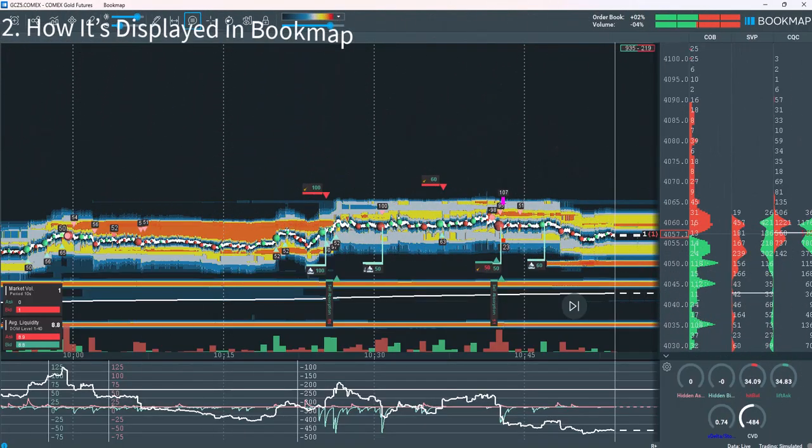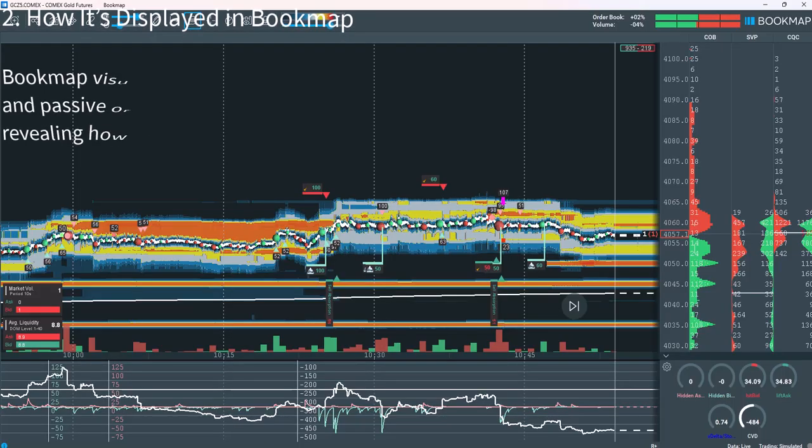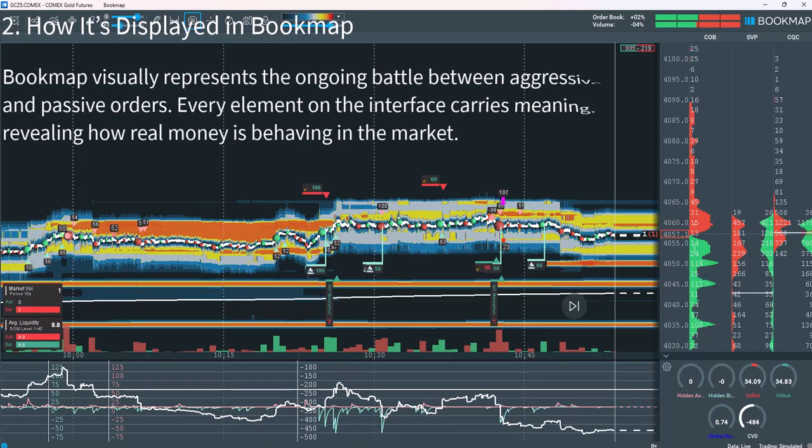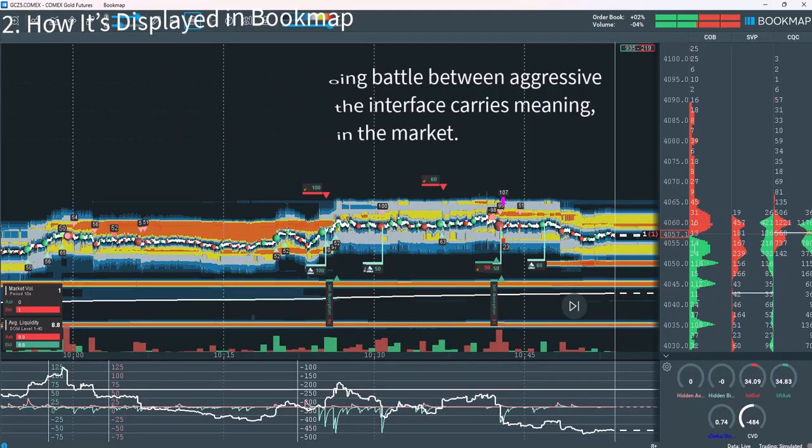2. How it's displayed in Bookmap. Bookmap visually represents the ongoing battle between aggressive and passive orders. Every element on the interface carries meaning, revealing how real money is behaving in the market.